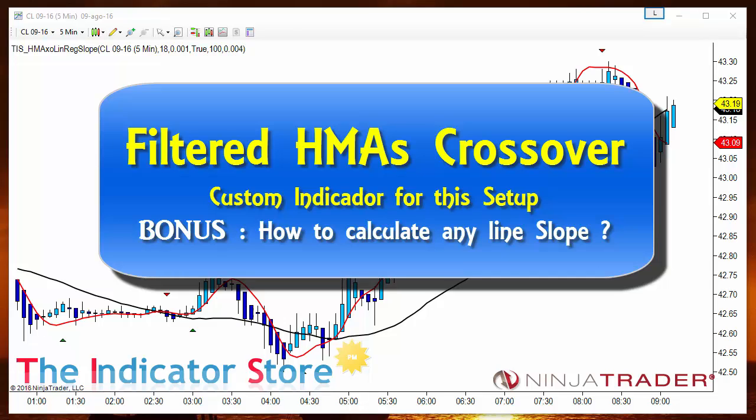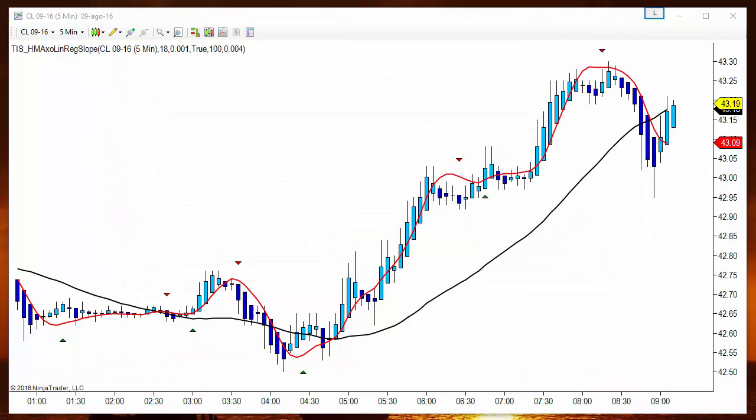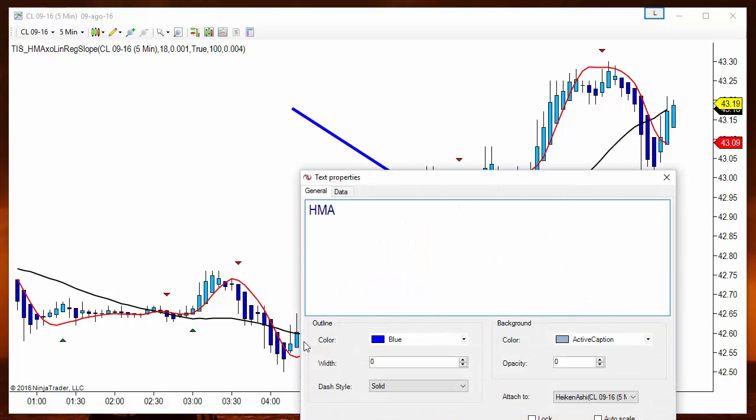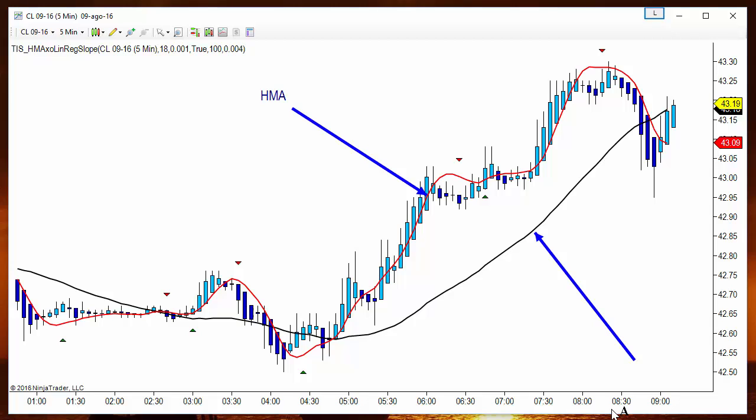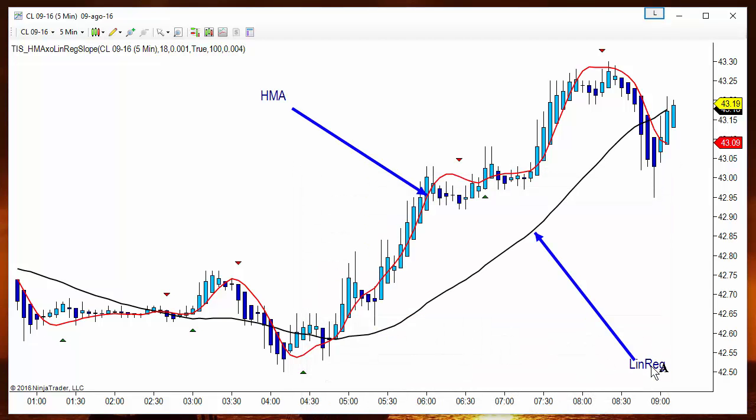Hello, good morning everyone. Today we are going to view more details about this very easy setup where we only need two lines. As we saw on previous videos, we only need an HMA and a linear regression. This red line is the HMA and this black line is the linear regression. Both indicators are standard and can be found on any platform.